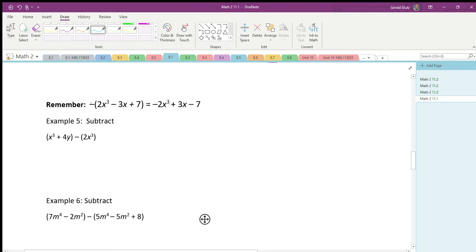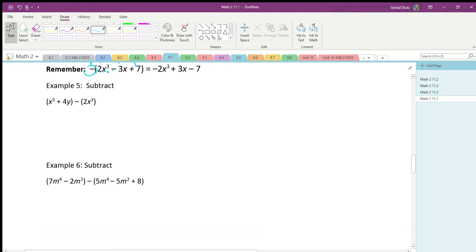So just a reminder here, if I have a negative on the outside of parentheses, if I distribute that negative, which is the first thing you should do, then it becomes negative 2x cubed plus 3x minus 7. So negative 2x cubed, minus minus, or plus 3x, and then minus 7.